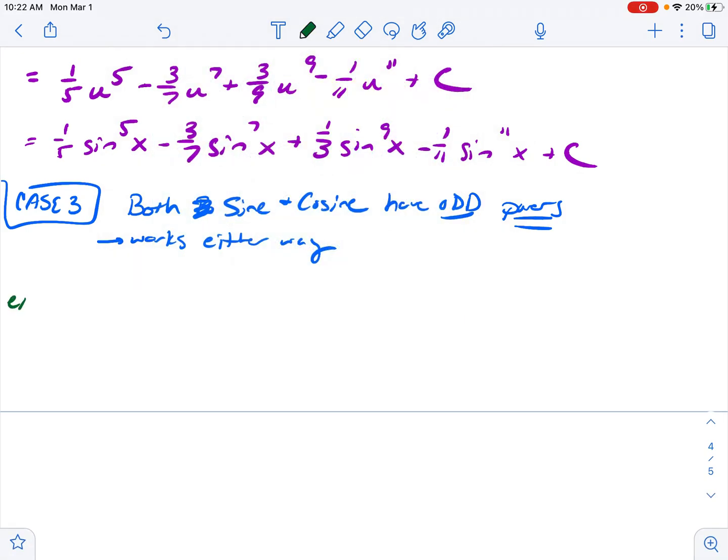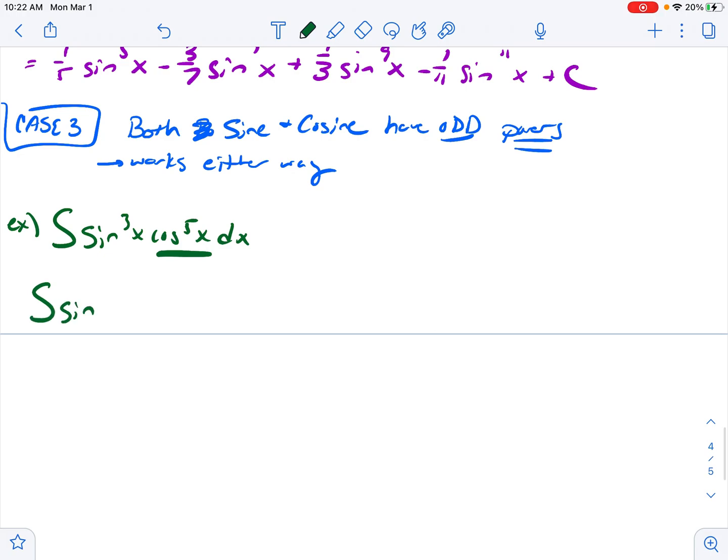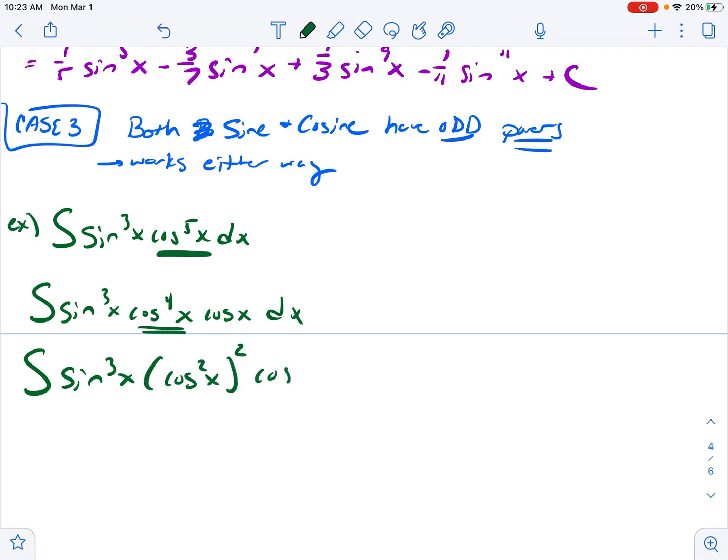All right, so let's take a look. Suppose we have sine cubed x cosine to the 5th x dx. They both have odd powers, so we can choose which one to break down. I'll go with cosine. So watch, I'm going to do this. I'm going to go cosine to the 4th, break off a cosine, and now I'm going to get that as cosine squared, and now I'm going to change that to 1 minus sine squared.